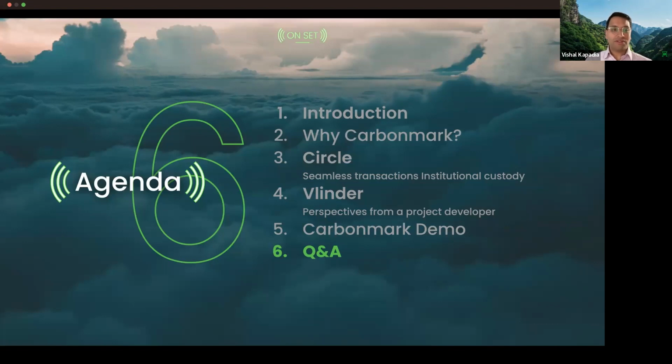So just to start with, I wanted to start with this question, which is who the main users of Carbonmark are, and what the biggest applications you see enabled by the launch of this marketplace. I guess maybe Drew and Liam, if you want to take that question, it'd be wonderful.